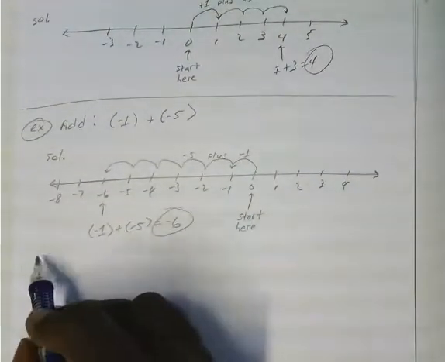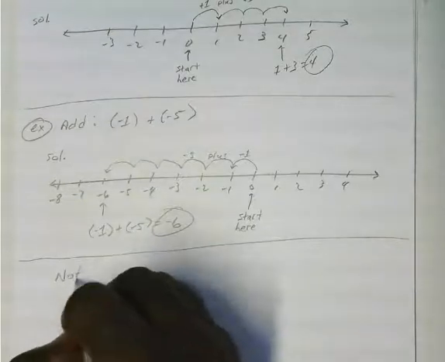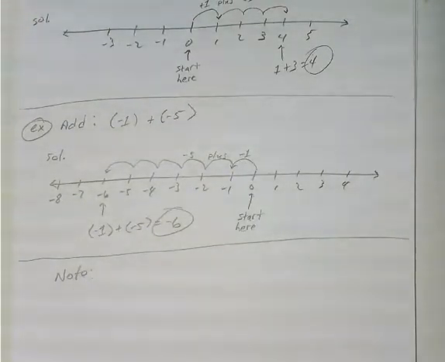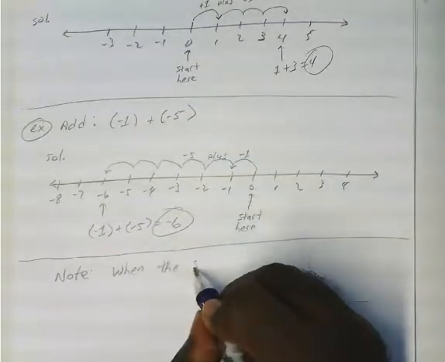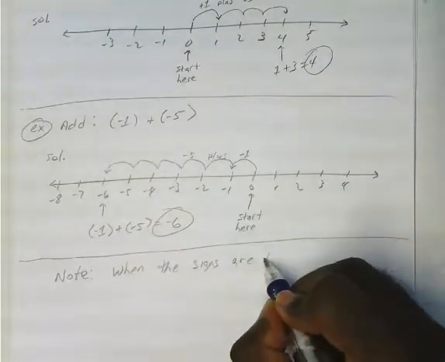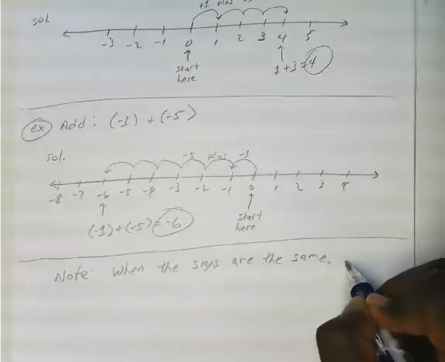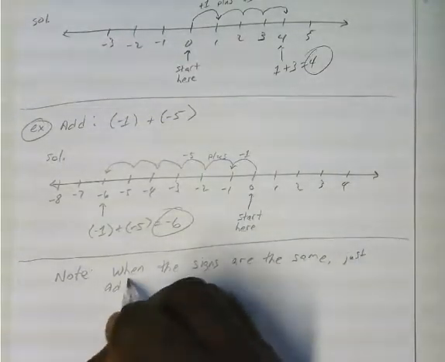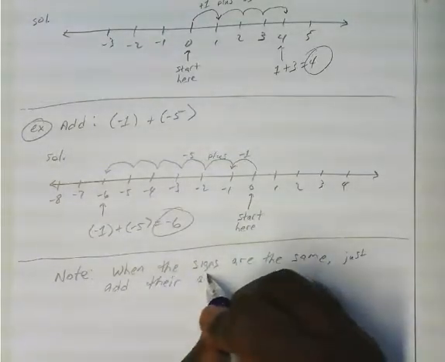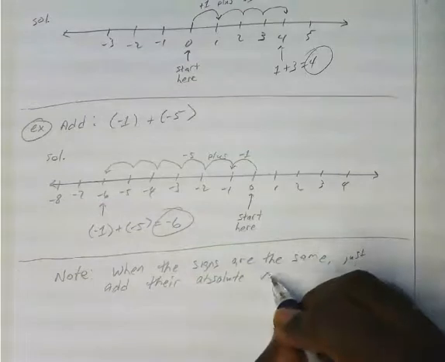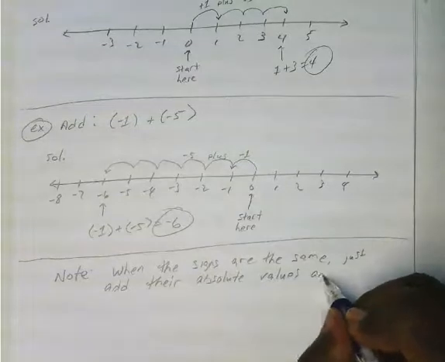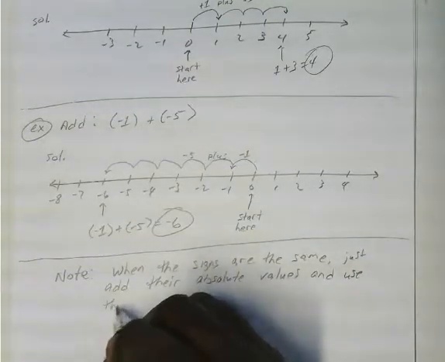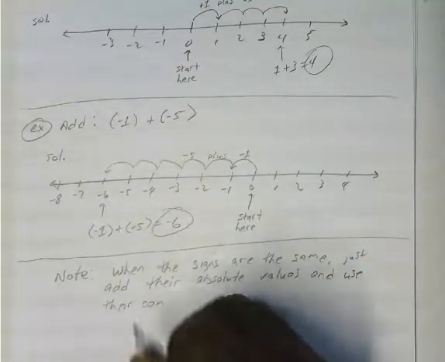All right, so just a quick note. When the signs are the same, just add the absolute value and use the common sign. When the signs are the same, just add their absolute values, or their positive values, and use the common sign.